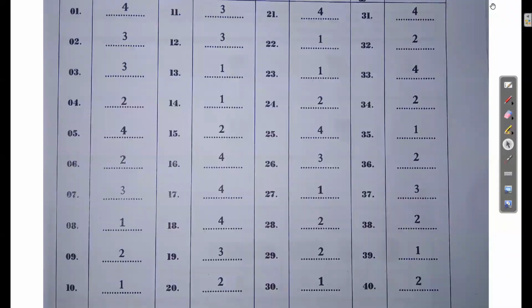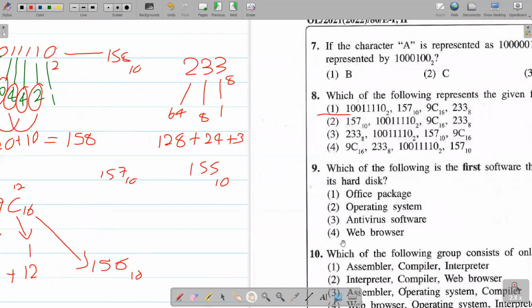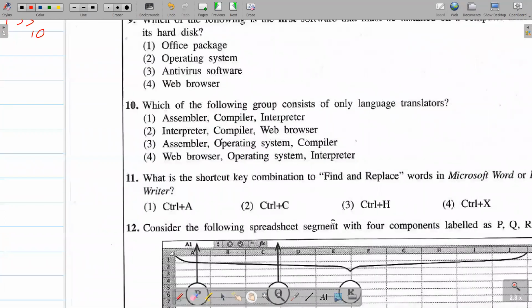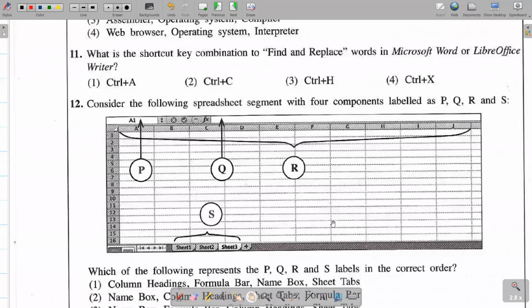Number 8, yes, it's 1. Okay. So those are the values. After 8, it's the 11th that you are asking me to discuss. What is the shortcut key combination to find and replace a word in Microsoft Word or LibreOffice? It's Control H, as I remember. Yes, Control H. Because Control A will select all the records of the document. Control C will copy, Control X will cut. So definitely Control H should be the answer.